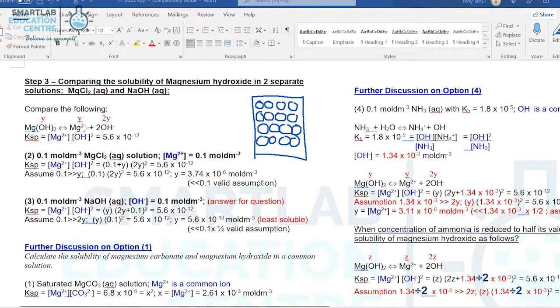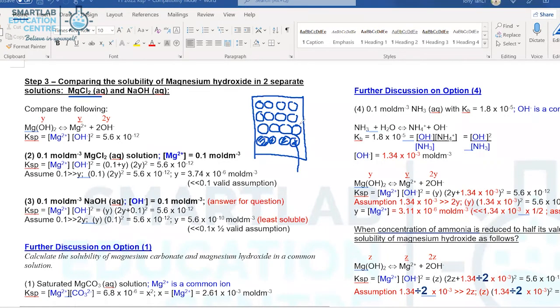other than your Mg2+. So it means that even before magnesium hydroxide could be dissolved, some of the seats are already taken up by your Mg2+, as a result of magnesium chloride dissolving in the water and releasing its Mg2+ ions. So hence, there will be fewer seats available for magnesium hydroxide to occupy. Hence, the solubility of magnesium hydroxide would decrease.